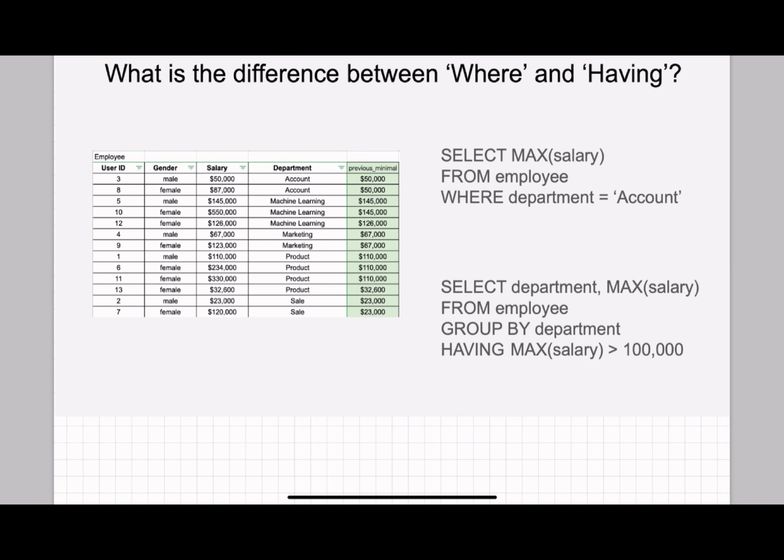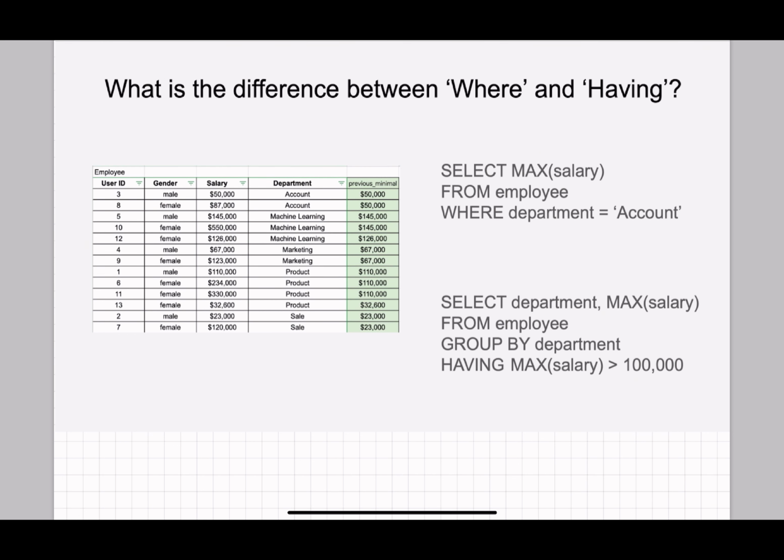You can see the WHERE clause applies to a single row. Every time the WHERE clause applies to the query, here department equals account, we use it as a condition to select all the relevant rows for the final calculation. So in this case, we are going to check all the rows where department equals account. And for the order of operation, we do FROM first, WHERE second, and SELECT third. Then we do the maximum last.